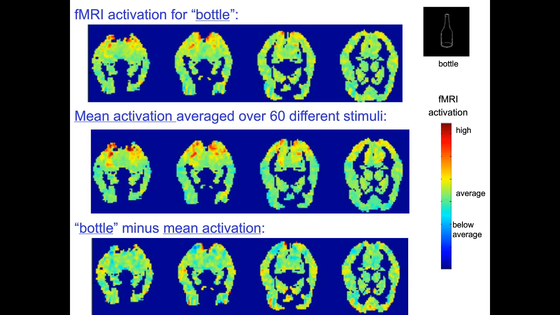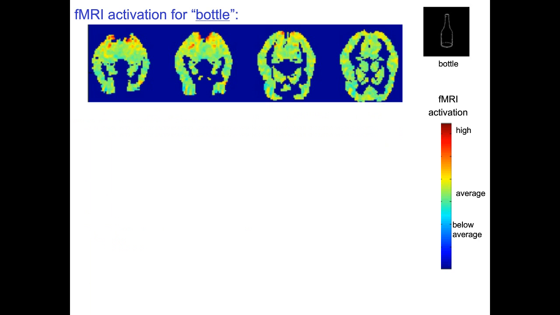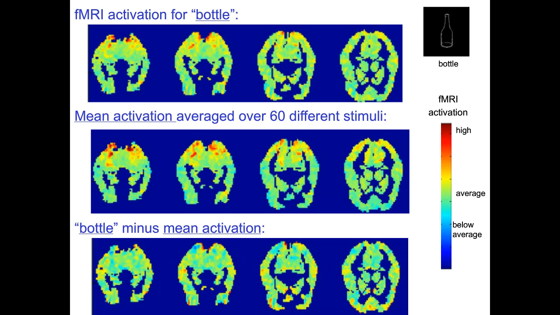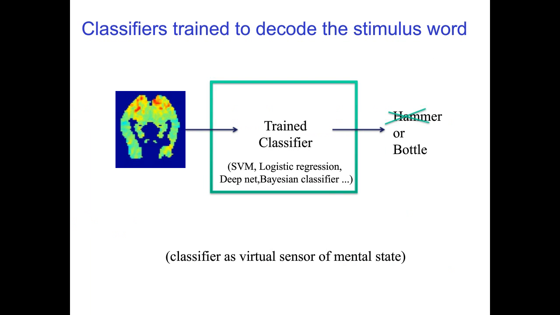Okay, so given that kind of data, the very first question we thought of is, well, can we train a machine learning program to decode which stimulus you're thinking about? And so we tried that. For example, we could train a classifier. This might be a support vector machine, logistic regression, a deep neural network. We've tried them all.